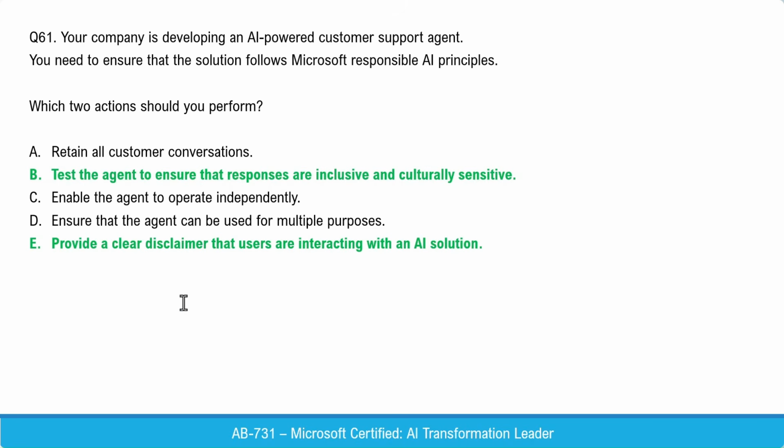Option E is also correct because it ensures transparency. Users should clearly know that they are interacting with an AI system and not a human. Providing a disclaimer builds trust and sets the right expectations.